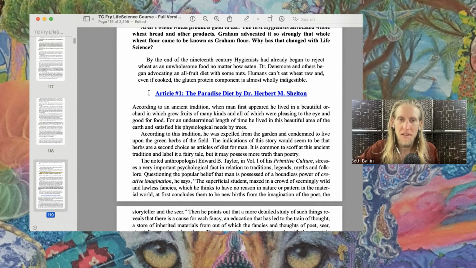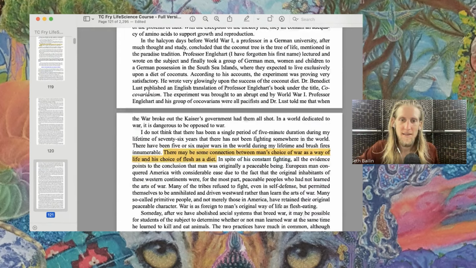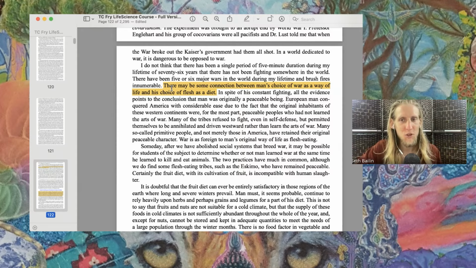And these articles at the end are also worth reading. There may be some connection between man's choice of war as a way of life and his choice of flesh as a diet. Yeah, that makes a lot of sense. As long as there will be slaughterhouses, there will be battlefields. In spite of his constant fighting, all the evidence points to the conclusion that man was originally a peaceable being.